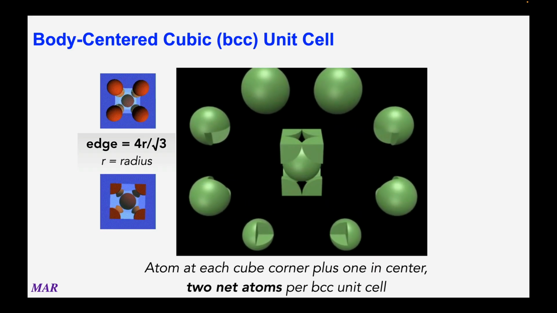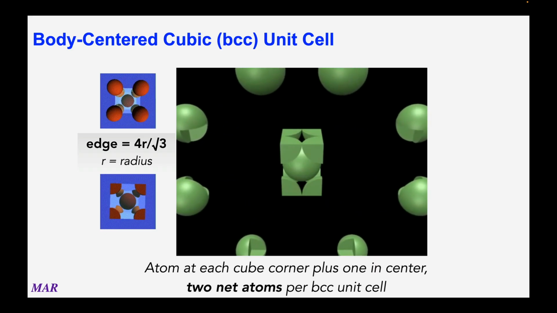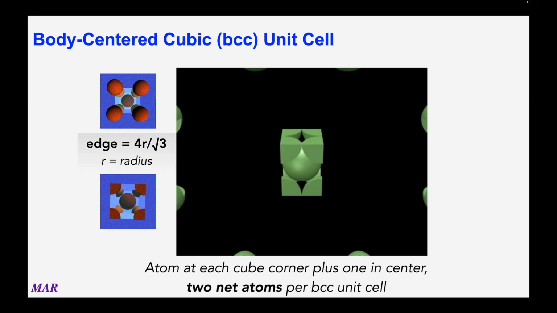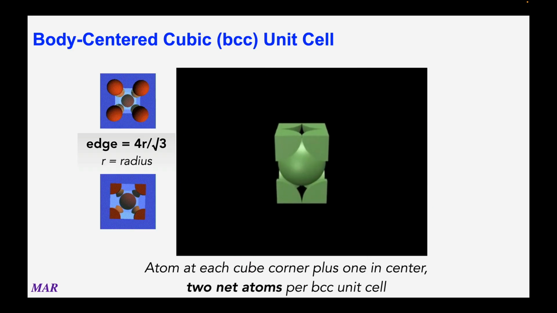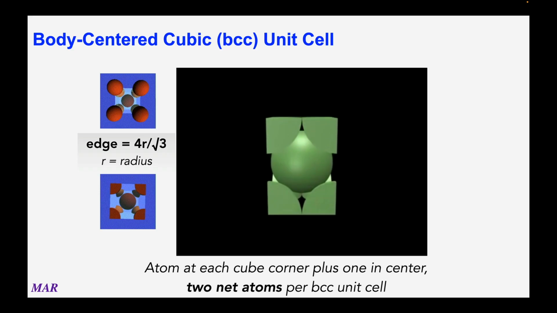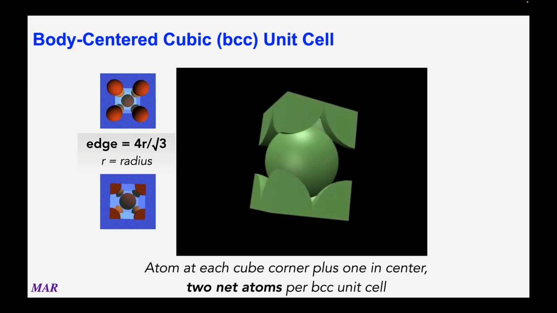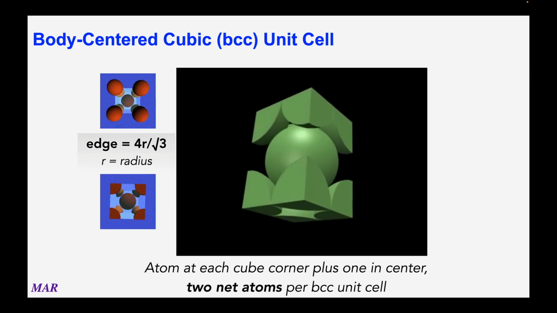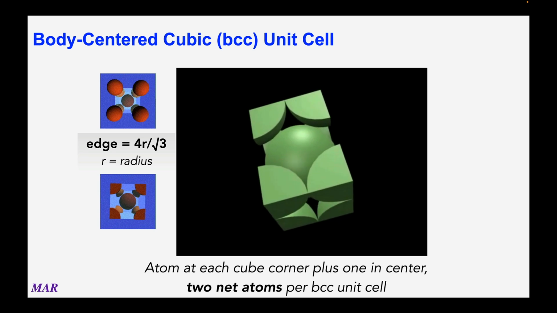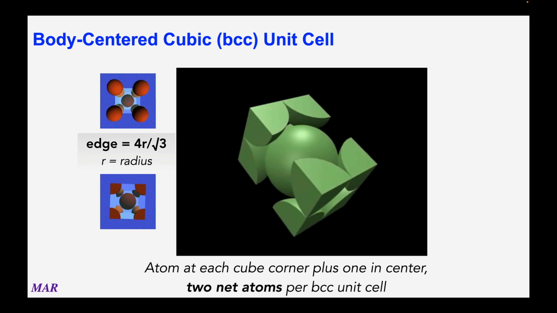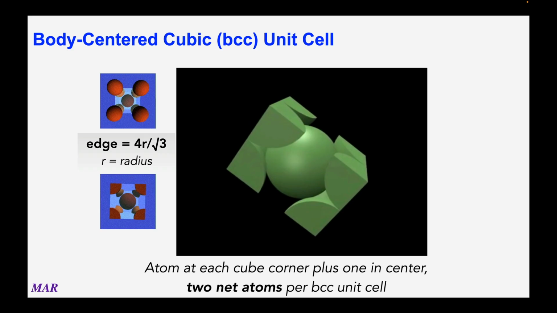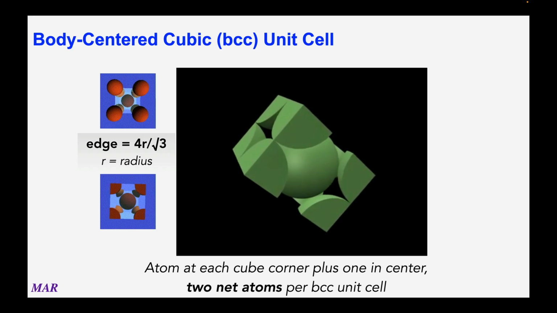So when scientists talk about the number of atoms in a body-centered cubic, it's not only 8 times 1/8 of the simple cubic, but you also have 1 in the central. So there's 2 net atoms per unit cell. I'm not going to go into the geometry of how the edge to radius ratio was figured out, but when you do the geometry, the edge of a body-centered cubic unit cell equals 4 times the radius divided by the square root of 3. And you can check out the lab for more information on that.